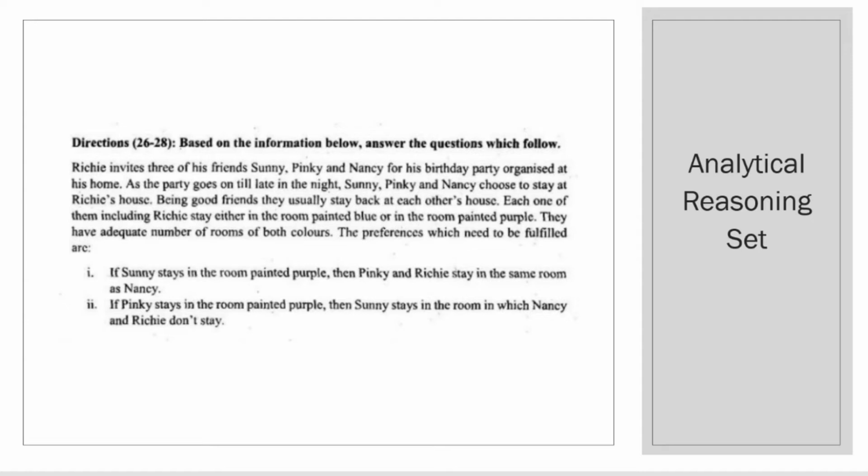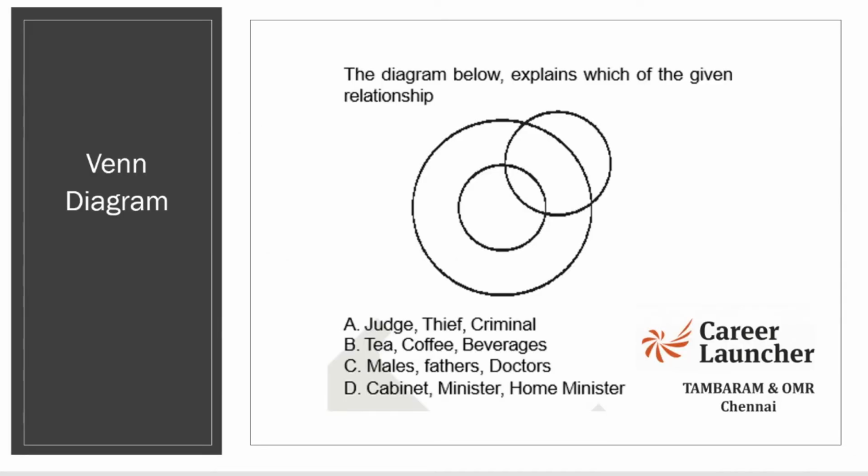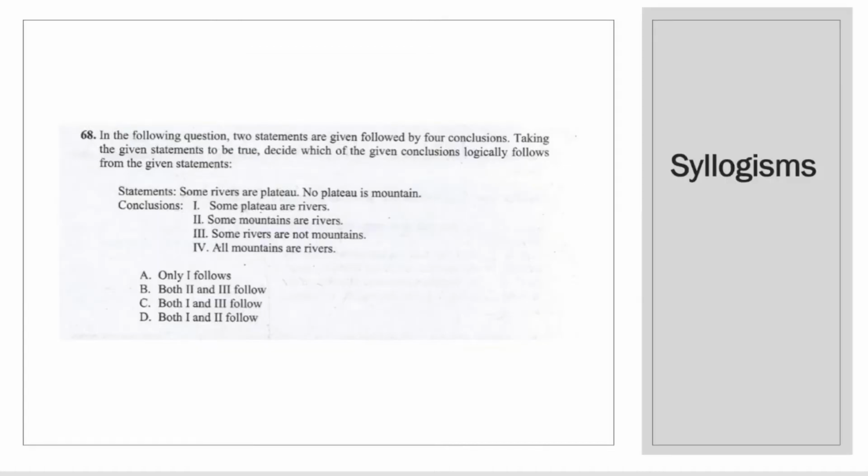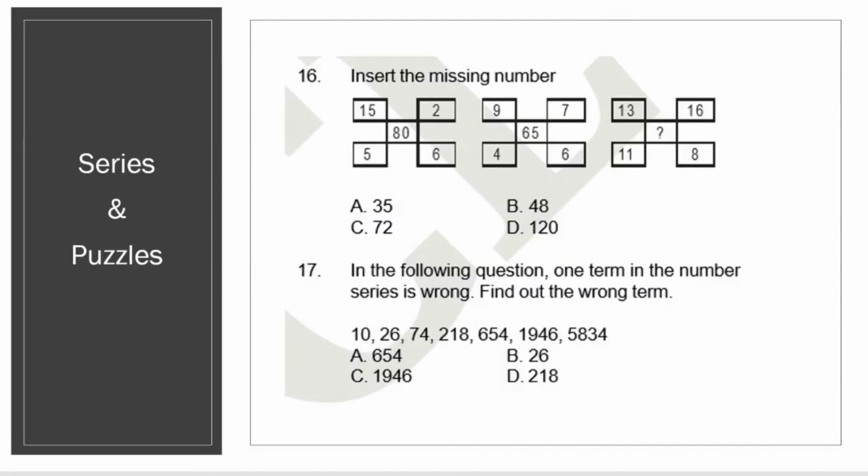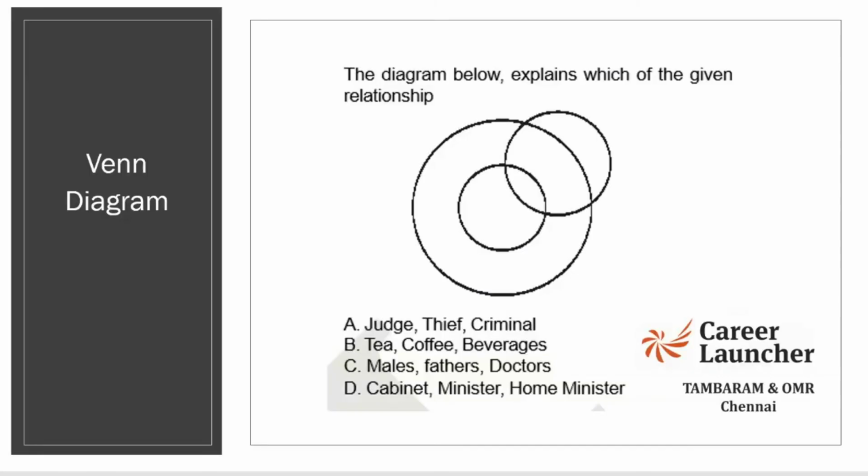These are the questions that I picked up from last year's paper. Venn diagram. Syllogisms. Easy ones actually. Missing numbers, puzzle, series. This is from the 2017 IIFT paper. So you can very well see here, it's not tough.